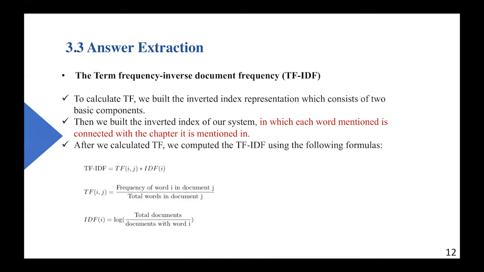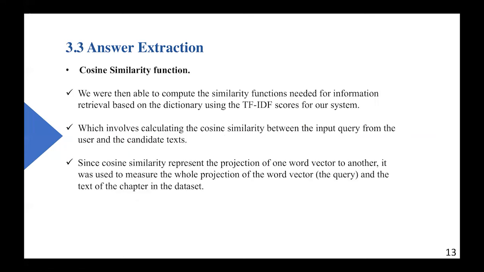After we calculated term frequency, we computed the term frequency inverse document frequency using the following formulas. This stage includes two types of computations. First, we summed up the similarities of each word of the query with each document based on the morphology and semantics of the word. We also calculated the length of each of the queries and the length of the chapter's text. This information is needed for calculating the cosine similarity between the input query from the user and the candidate text.